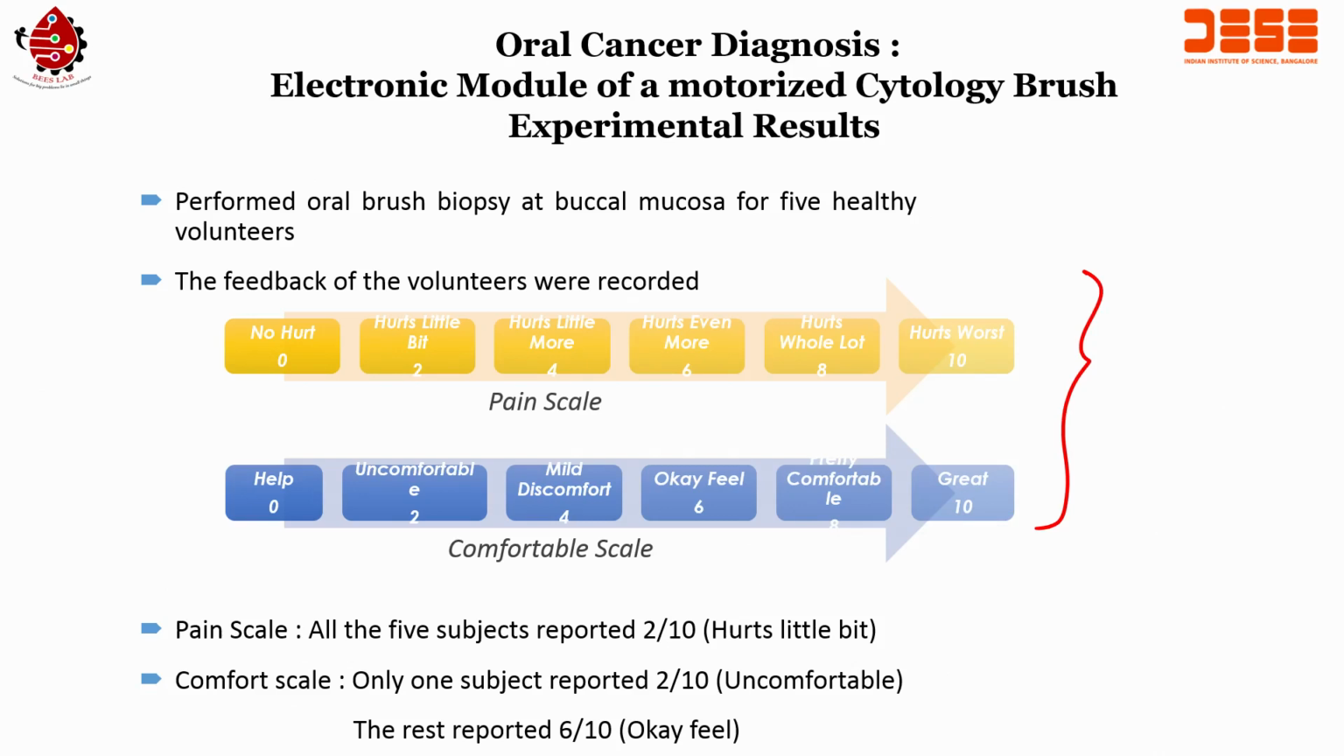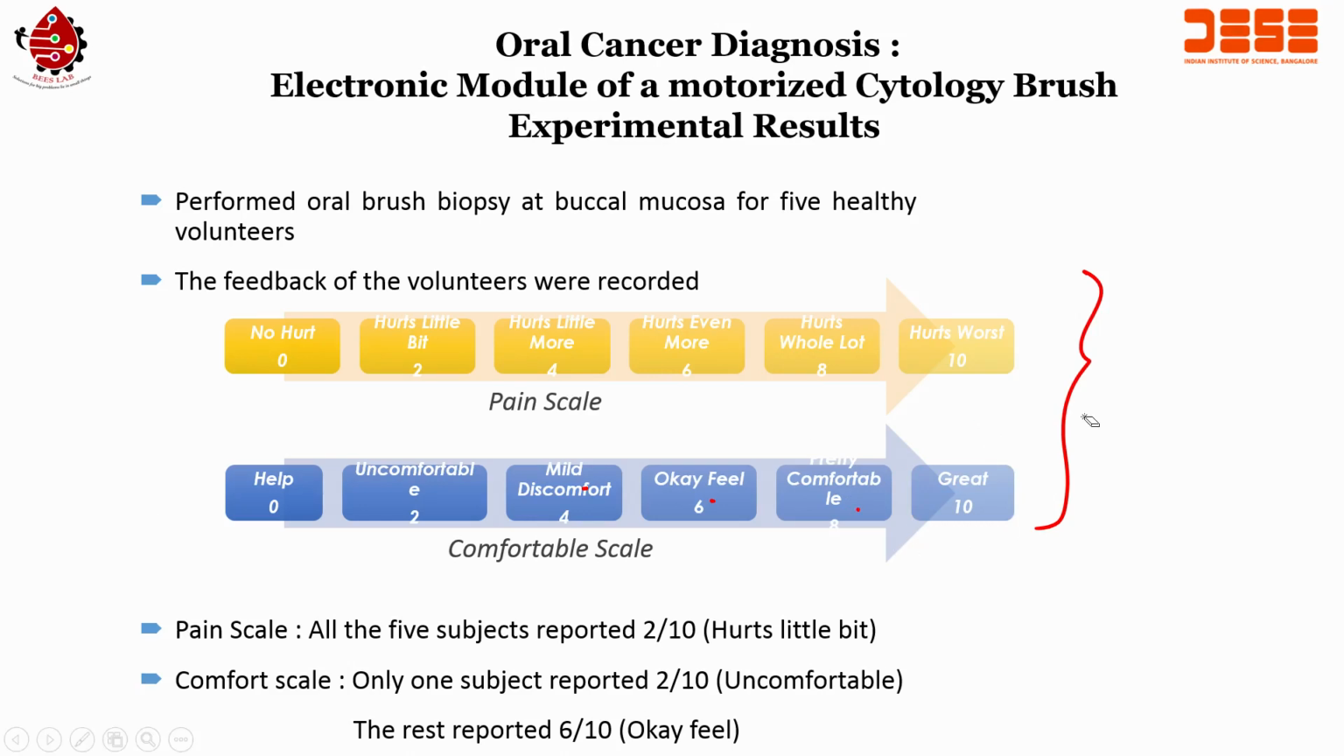From the pain scale and comfort scale point of view, you have no hurt, hurts a little bit more, hurts even more, hurts a whole lot, and hurts worst. In the same way on the comfort scale, we need help, it is not comfortable at all. Immediately the volunteer will raise the hand. It is uncomfortable, it is a mild discomfort, okay feel, it is pretty comfortable, and it is great.